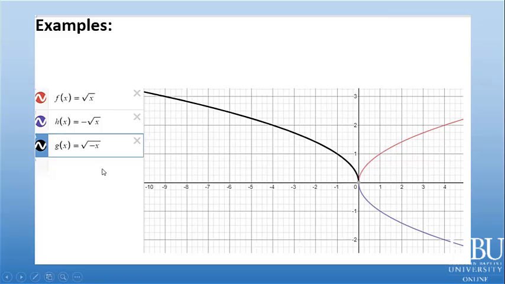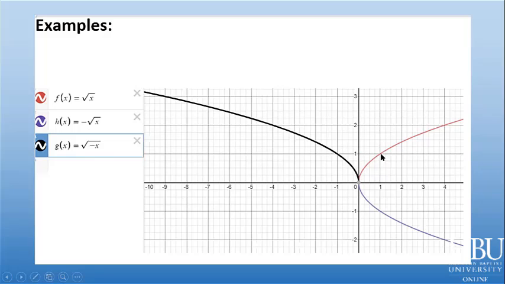What if I instead replace the x with minus x under the square root sign and define g of x to be the square root of minus x? The graph of g is this black curve, and you will notice the red graph and the black graph are reflections of each other in the y-axis.